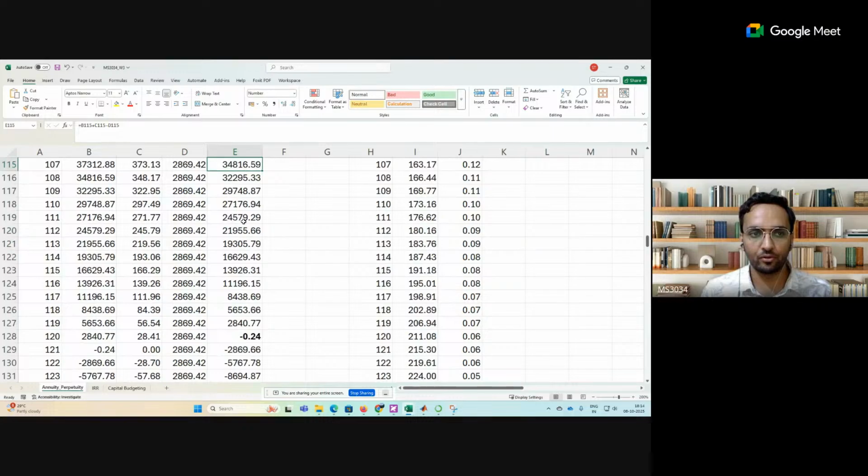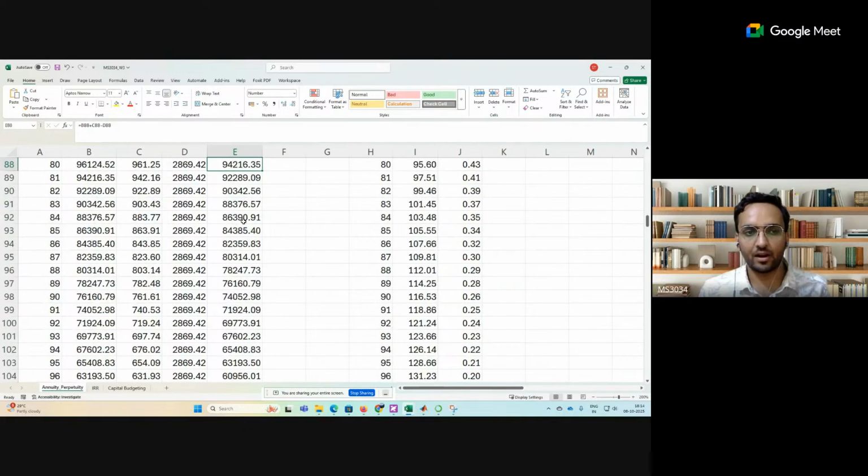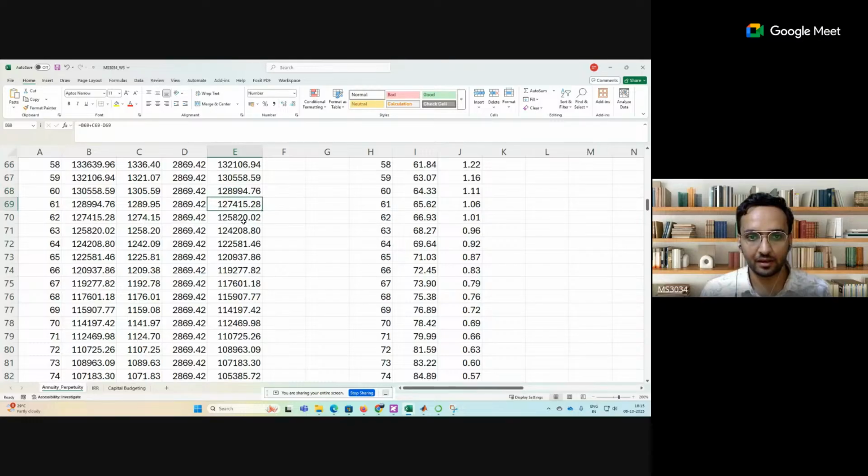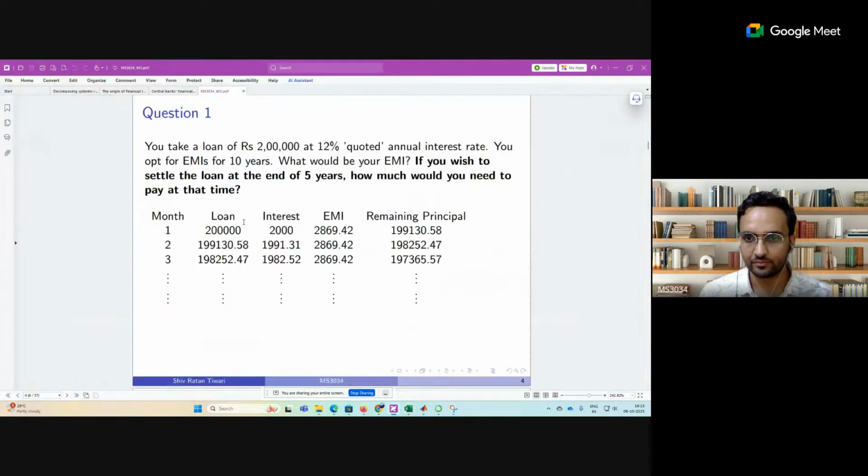Now if I want to see what my remaining principal in my loan account is at the end of the 60th month, after 5 years, that is equal to 1,28,995 rupees as a lump sum. So this is the amount that you will need to pay if you want to settle after 5 years. Okay.